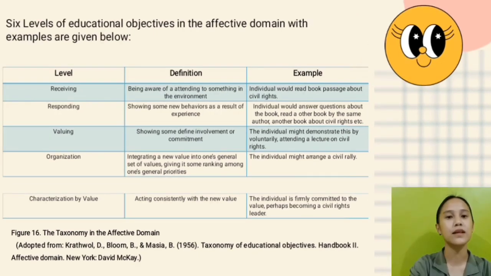The fourth level is organization, integrating a new value into one's general set of values, giving it some ranking among one's general priorities. For example, the individual might arrange a civil rights rally. And the last is characterization by value, acting consistently with the new value. For example, the individual is firmly committed to the value, perhaps becoming a civil rights leader.